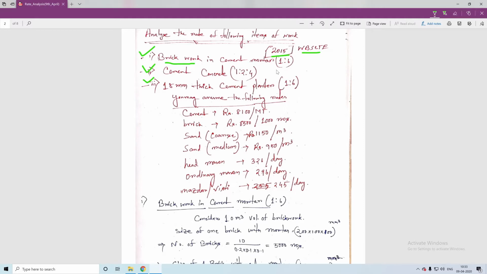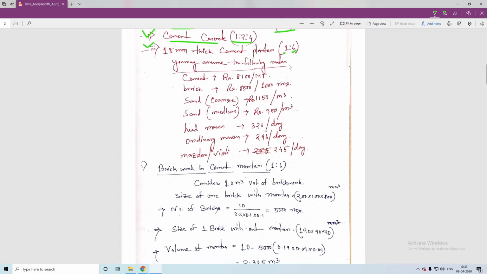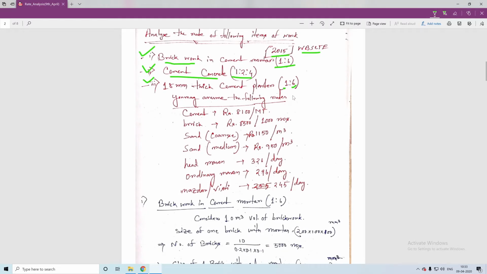The cement mortar ratio is given here, that is 1:6. I hope you know this. 1:6 means 1 is cement and 6 is sand. 1:2:4 means cement into fine aggregate into coarse aggregate. This is a cement concrete, a kind of PCC. And 18 mm thick cement plaster means the wall plastering. Here cement is 1 and 6 is sand, or the fine aggregate. And for sand, we take medium sand and coarse sand. Maximum portion, 70%, will be coarse sand and 30% will be medium sand.